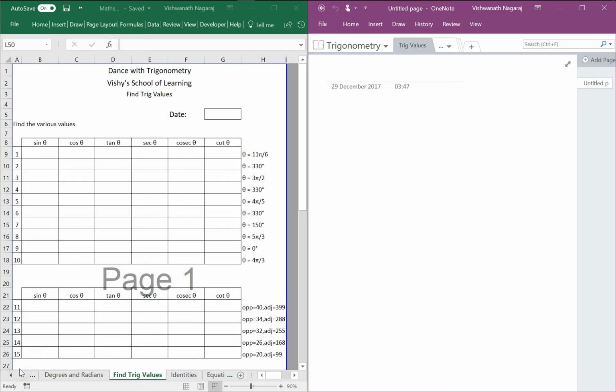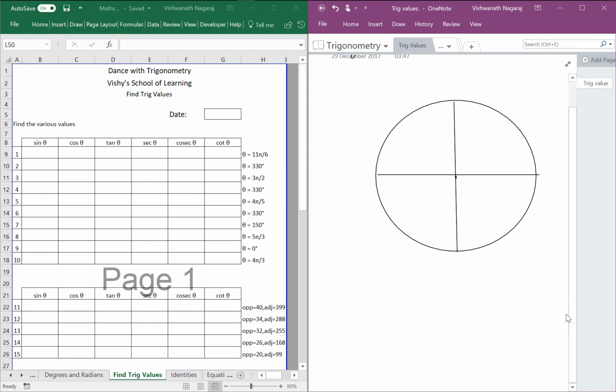Okay, let's today look at trigonometric values. Remember the circle of radius 1, what is also called the unit circle. Okay, let's say this is our unit circle. I was talking of some standard angles.